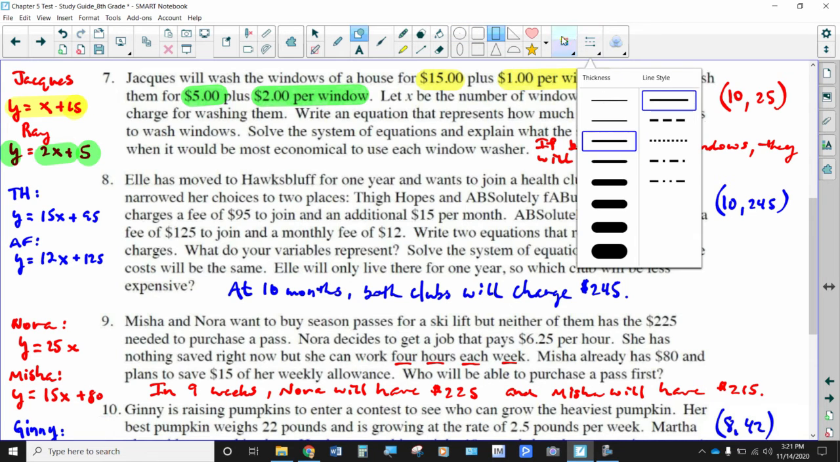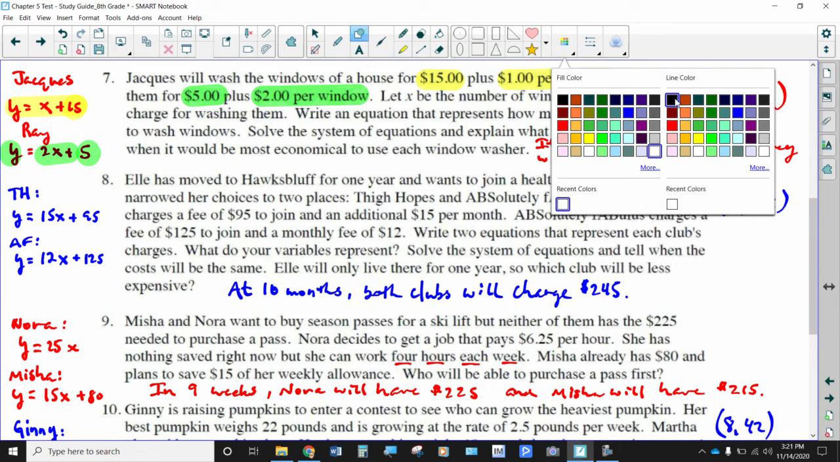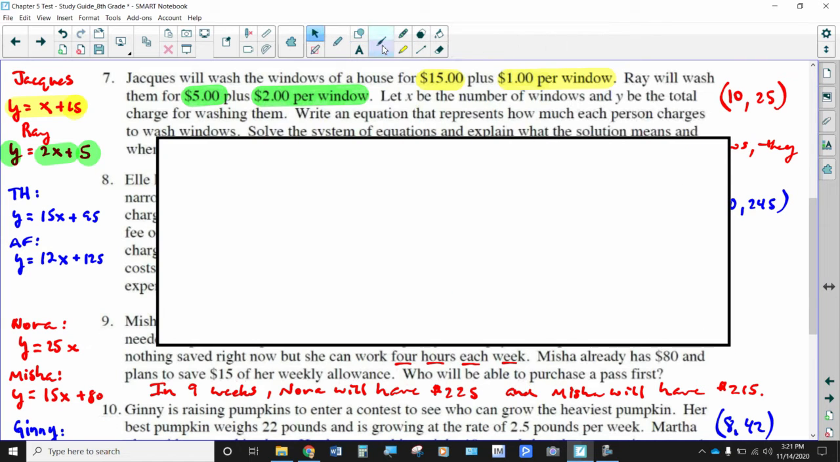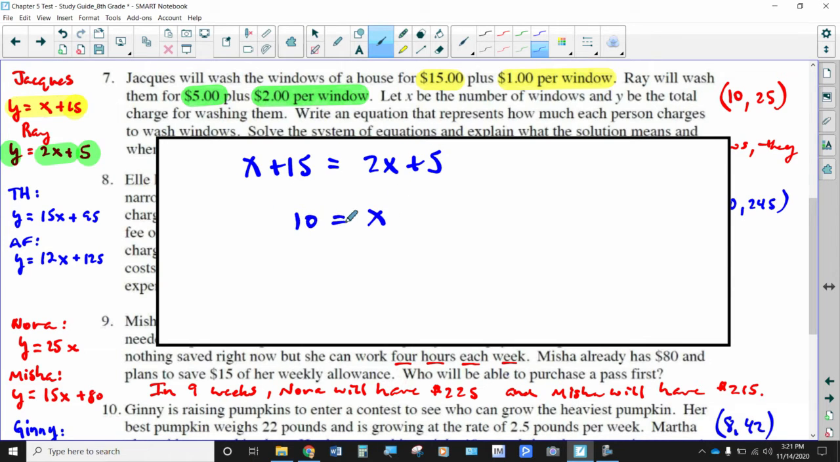Okay, so let me go ahead and create a little chalkboard here, kind of a thing. So remember, if y is equal to this, and y is equal to that, and this has to be equal to that. So I'm going to take away 1x from each side, and I'm going to take away 5 from each side. That means x is equal to 10.